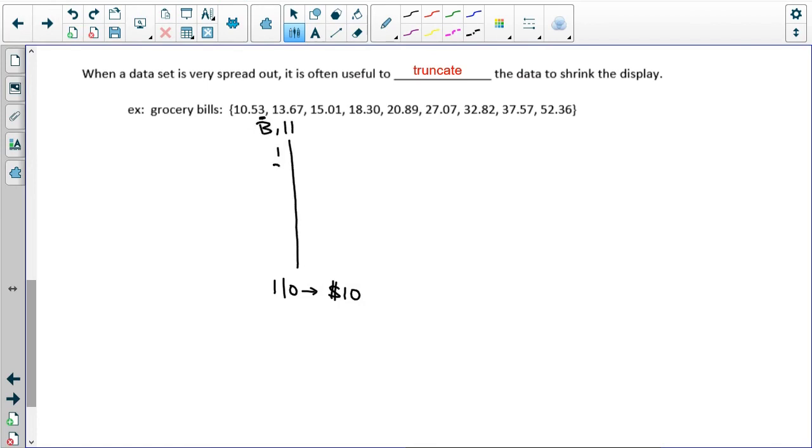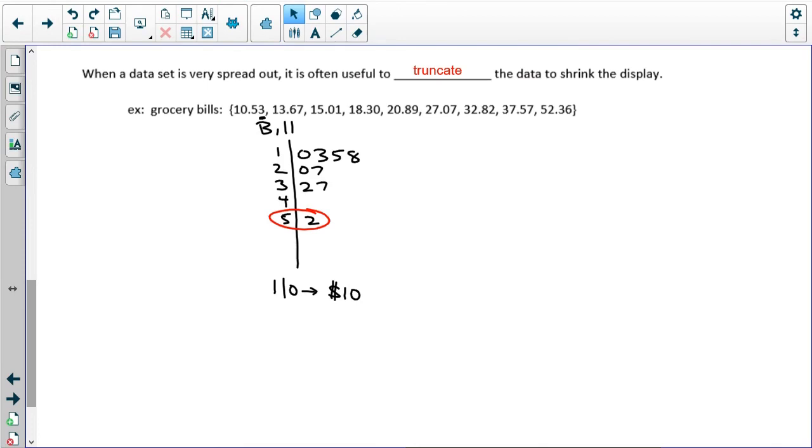So our grocery bill is going to look something like this. So $10, $13, $15, $18, $20, $20, $27, $32, $37, and $52. This still gives us plenty of information. This was a very high grocery bill for us. We still see the gap in the plot, and we don't really need to worry too much about the cents in this case.